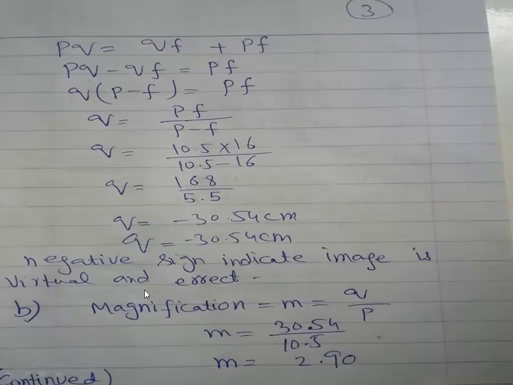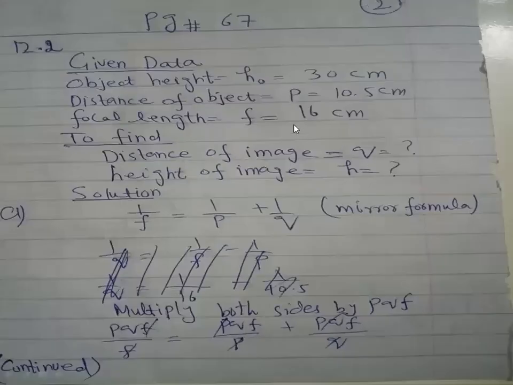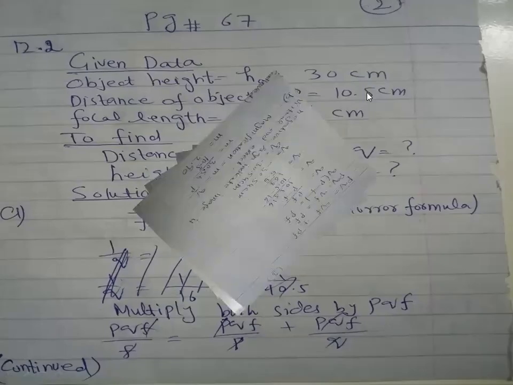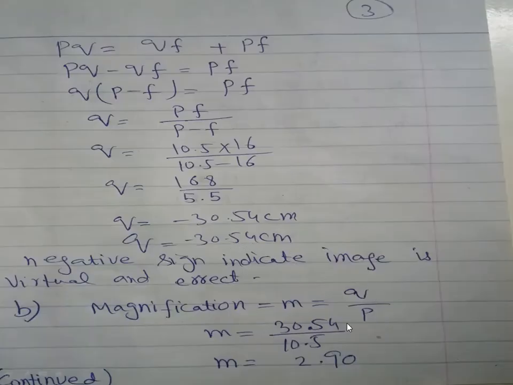Now the second thing I want to find out is the height of the image. How high is it? This is the formula for magnification: M is equal to Q by P. Since I have found Q, Q is 30.54. I have ignored the negative sign because this is a concave mirror. P is 10.5, and Q I just found is 30.54. Just plug in, and you will get magnification M equal to 2.90.